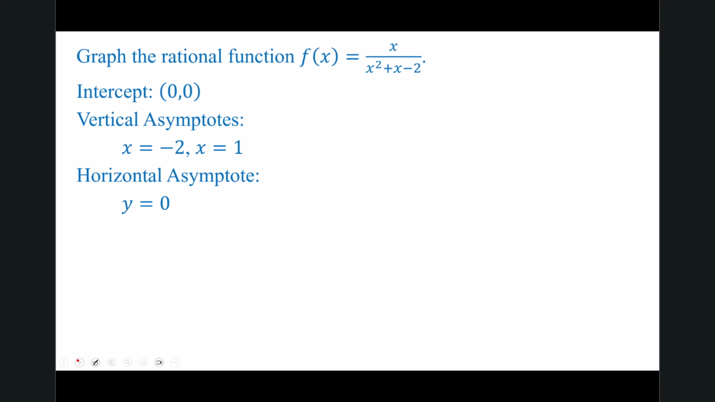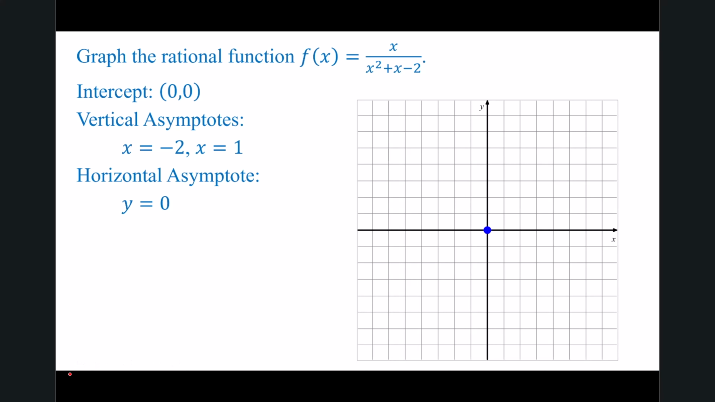So let's graph this rational function. So here's the things that we already talked about. The intercept at 0, 0. The vertical asymptotes at -2 and 1. And the horizontal asymptote is y equals 0. So let's graph this. We only have one point. That was the only intercept. I know I crossed that horizontal asymptote at that x-intercept, so that's the only place I cross it. I don't need to find another one.